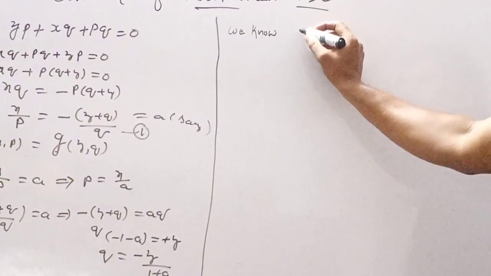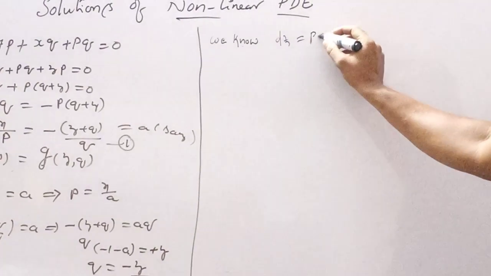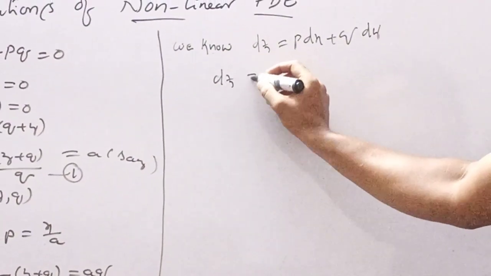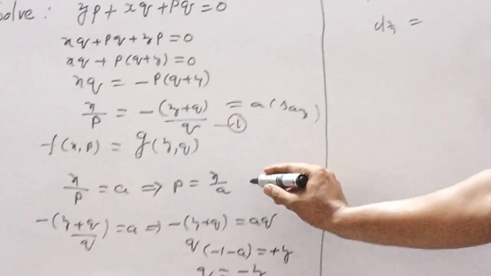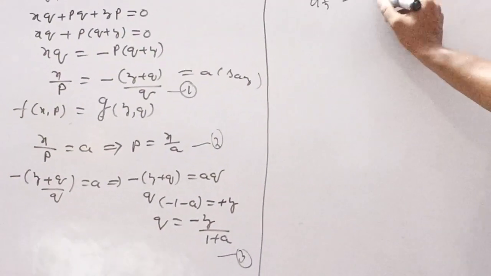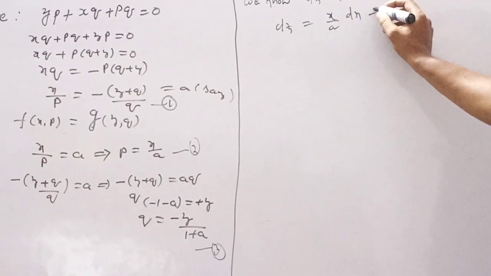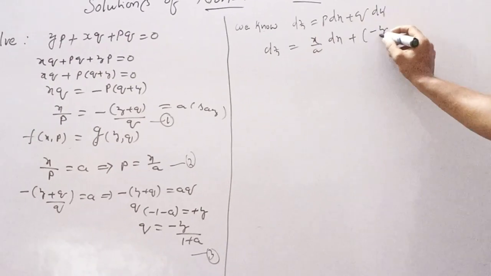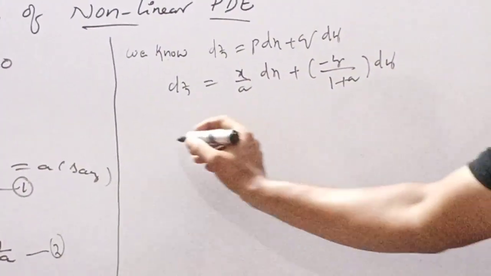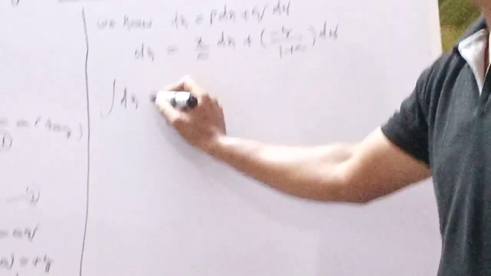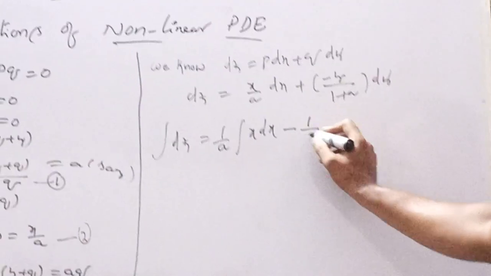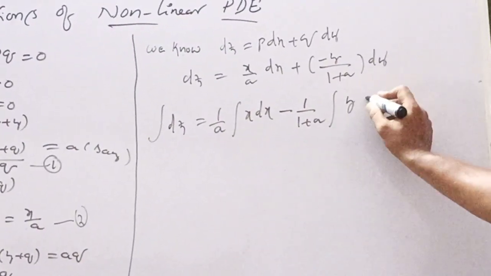We know dz equals p dx plus q dy. Already we have the p value: p equals x by a, so x by a dx, and q is minus y by (1 plus a) dy. Taking integration on both sides, integral dz equals 1 by a into integral x dx minus 1 by (1 plus a) into integral y dy.